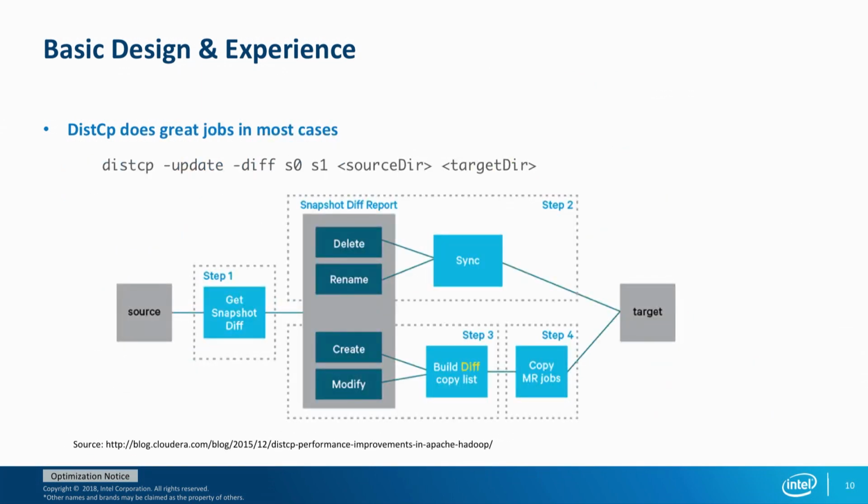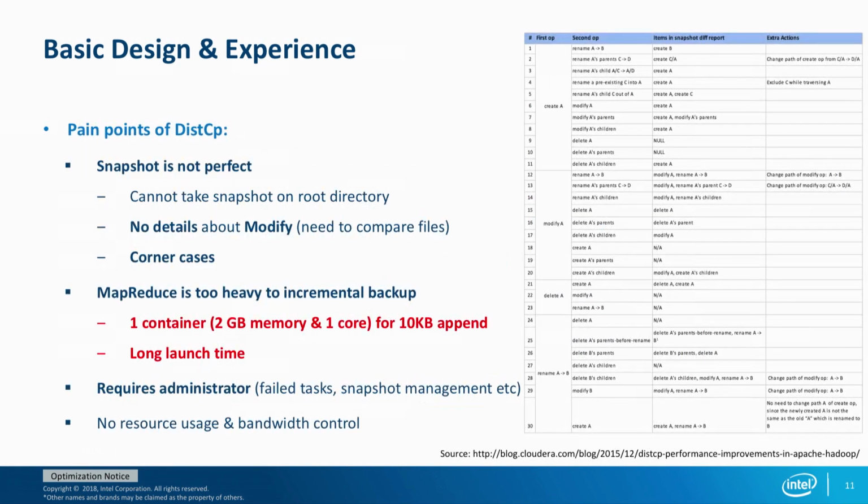So actually, it does more than we expected. So it will not copy files that are deleted. It will make namespace changes immediately and only copy changed content to remote. But yeah, here's a big but: it's not perfect. Snapshot is not perfect, DistCp is not perfect.